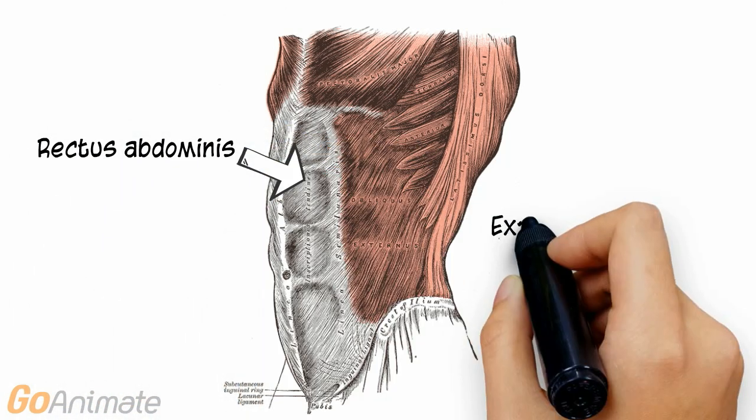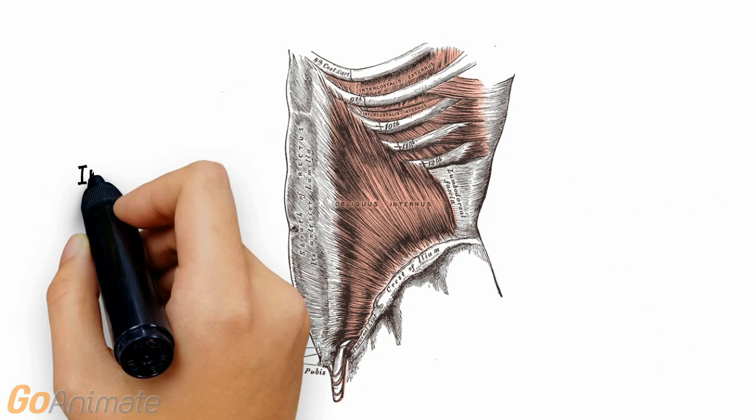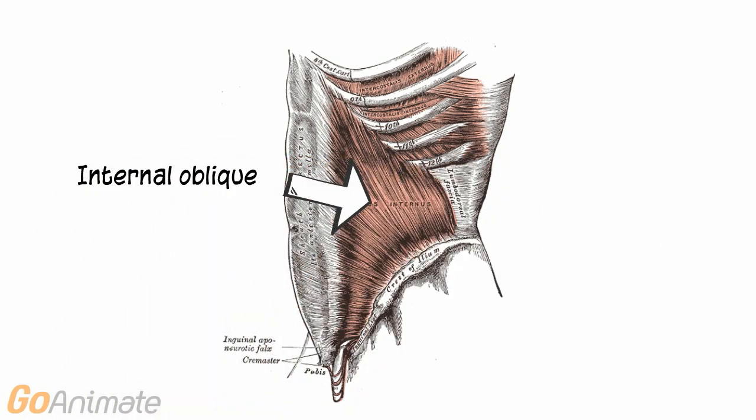Moving back to the trunk, we see the abdominal muscles. There are 4 abdominal muscles. The rectus abdominis, or six-pack, is deep to the aponeurosis of the external oblique. The internal oblique is deep to the external oblique. The 4th abdominal muscle, the transverse abdominis, is deep to the internal oblique.